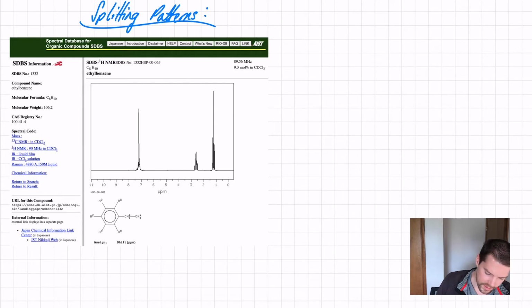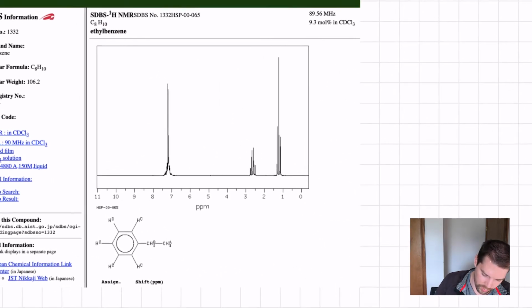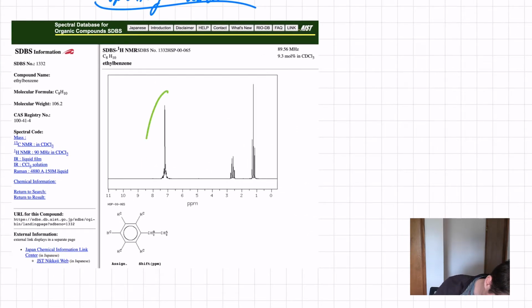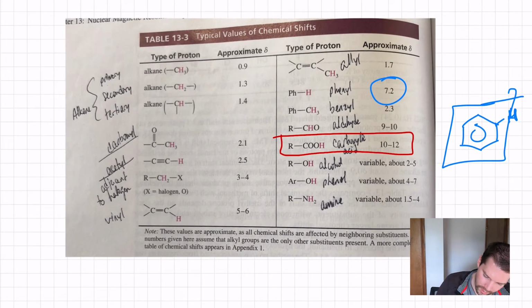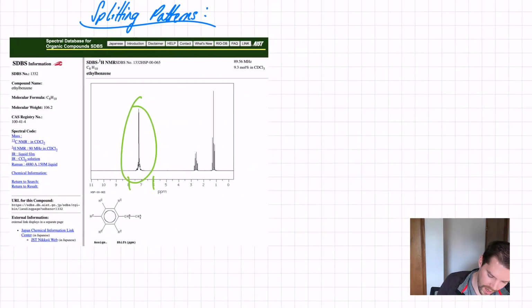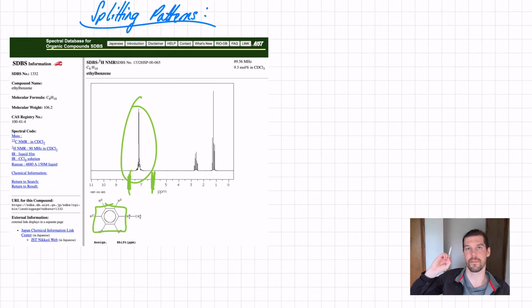So in this case, a couple things I want to bring to your attention. First, look at this guy. This is between 6 and 8. If we go back to our table here, 7.2, between 6 and 8, I already know that I have a benzene ring. So obviously we have this structure down here. But anytime you see something between 6 and 8, your brain should scream, benzene? Is that a benzene? Because most likely it is, okay?